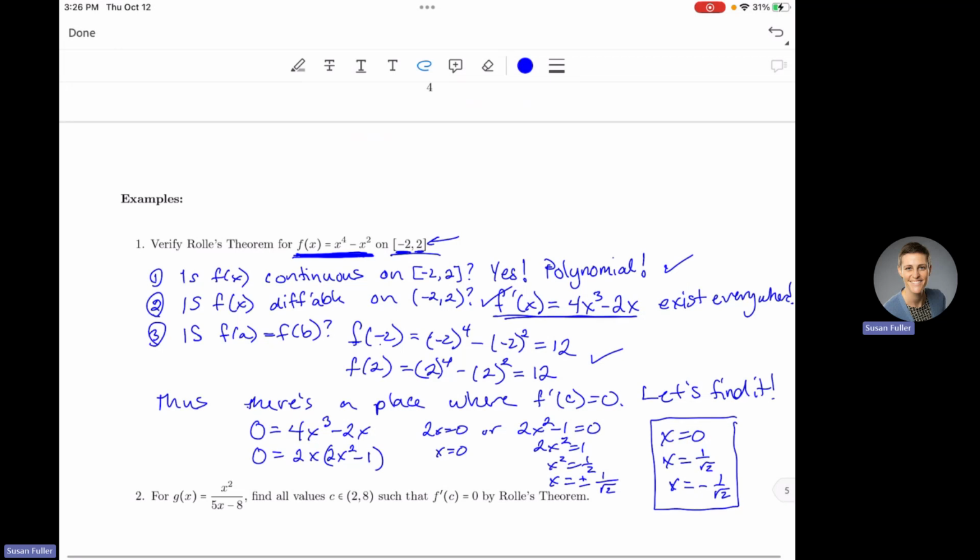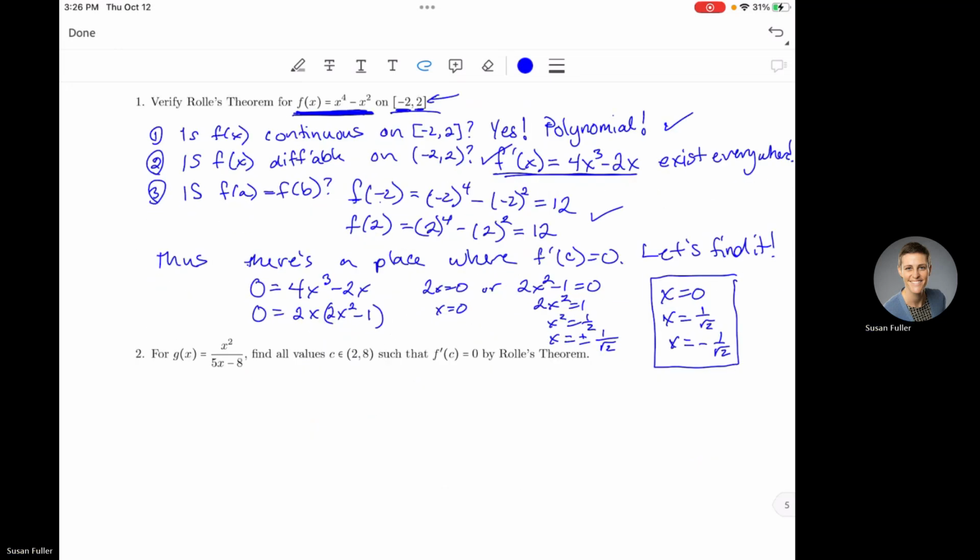Okay, cool. So let's try the next one. For g of x is equal to x squared over 5x minus 8, I want to find all values in 2 to 8 where f prime of c is equal to 0 by Rolle's theorem. So that means that we're really looking at g of x equals x squared over 5x minus 8 on the closed interval from 2 to 8. So I need to be continuous on the closed interval. So first box that we have to check is, is g of x continuous on the closed interval from 2 to 8?